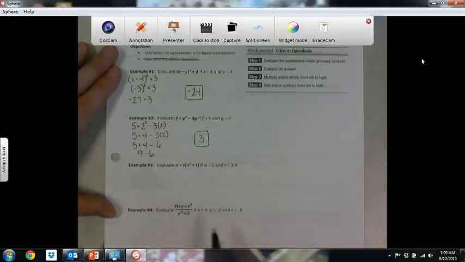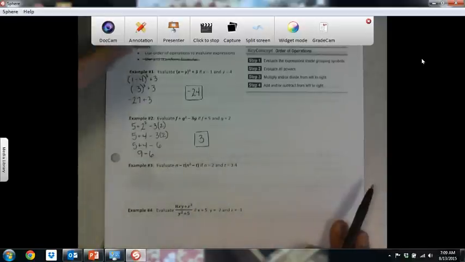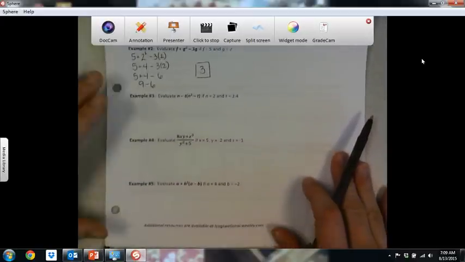Let's skip number 3. If you'd like, you can take a moment and try that problem on your own. The solution to that problem will be posted on the notes that are posted on the assignments calendar. But we're going to skip down to example number 4 here.